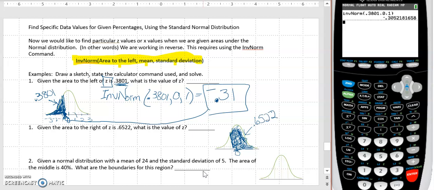0.6522. Now here's where I've got to be careful, because with the inverse norm command, I always want to work with area to the left. So I've got to find this area to the left. If the area to the right is 0.6522, the area to the left has to be the complement, right? That's 1 minus 0.6522, because the total area is 1, which is 0.3478.